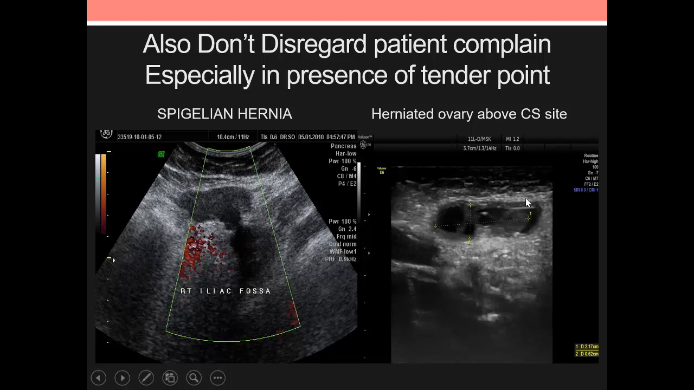Also, this is a young female, and she has a hernia through the cesarean scar coming out through the abdomen, and she has tenderness at that point. So this is a herniated ovary above the cesarean scar site. So just let the patient point out the site of tenderness and have a look with a superficial probe.